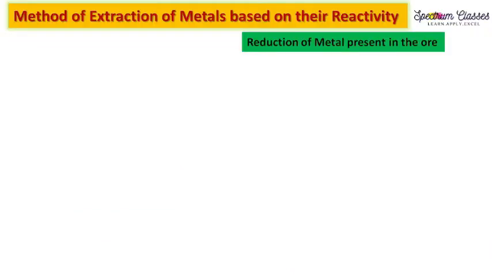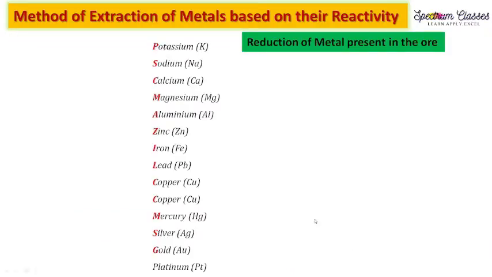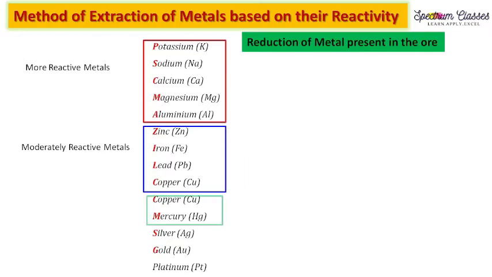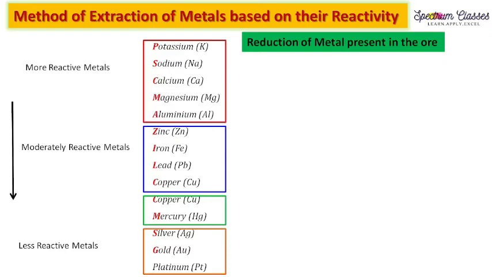Now we are going to describe these metals based on their reactivity. In the earlier videos, in metals and non-metals, I gave the mnemonics to remember the reactivity series of metals. Here these are more reactive metals, these are moderately reactive metals, these are again moderately but less reactive metals, and these metals are present in their native forms. On going down this series, reactivity decreases.